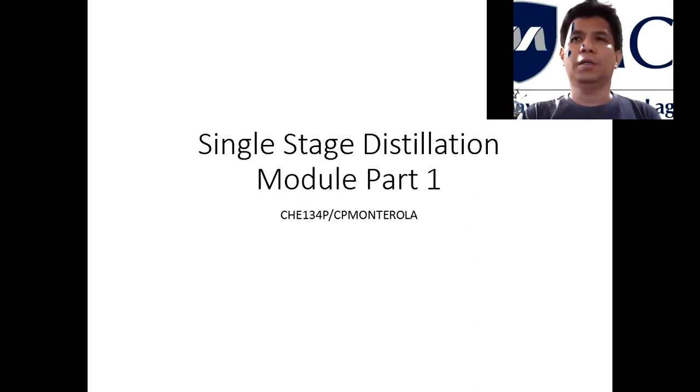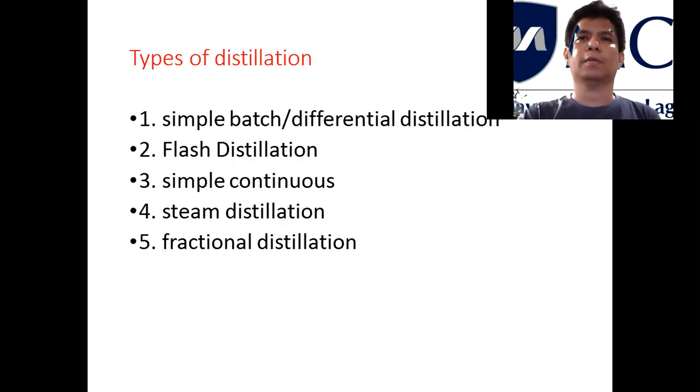And then locally, we use this to produce liquors, like lambanog, gin, to name a few products. So we're going to discuss the 5 types of distillation: differential distillation, flash distillation, simple continuous stream distillation, and then the multi-stage fractional distillation.